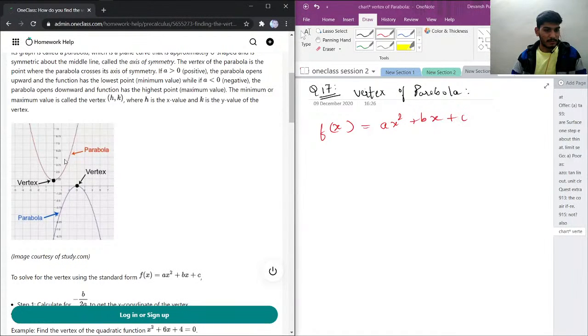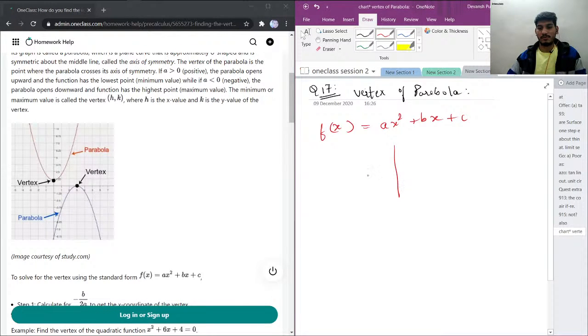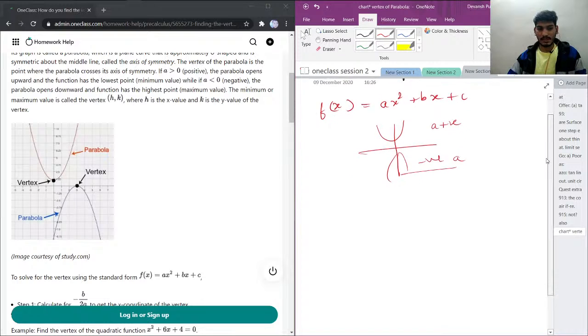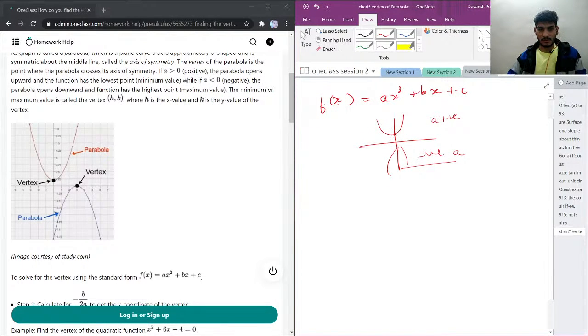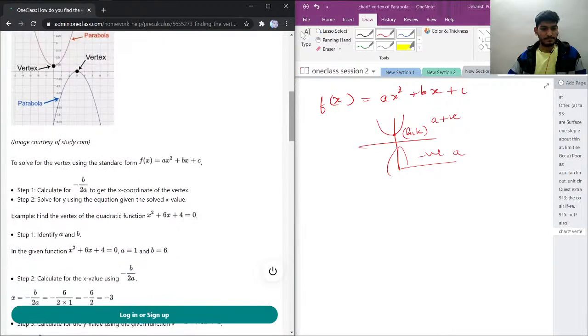So this is the parabola. If we have a positive a, suppose if this is the parabola, if this is the axis, so for this kind of parabola we have a positive a, and for this kind of parabola we have negative a. Now according to the question, we have the vertex and coordinates are h comma k.